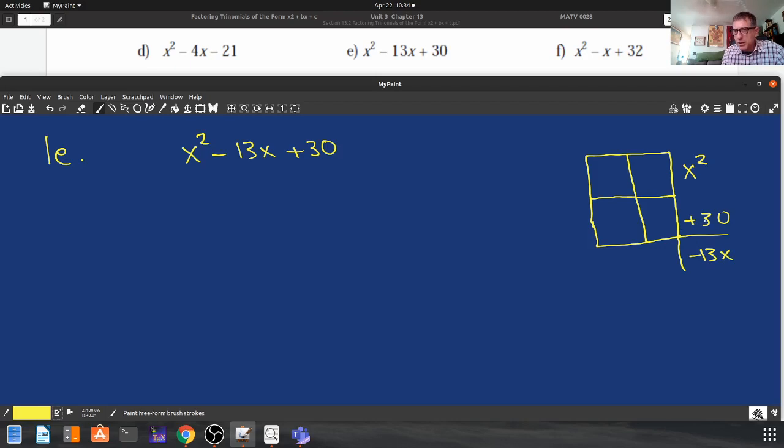So let's think about this. My constant term is positive, but when I add, these have to be x's. When I multiply down, they have to be negative. I have to have at least one negative, so what this tells you is the factors you choose for 30 are both going to have to be negative.